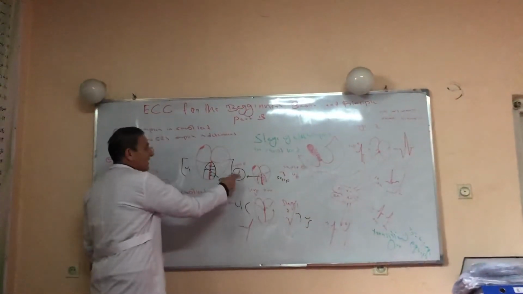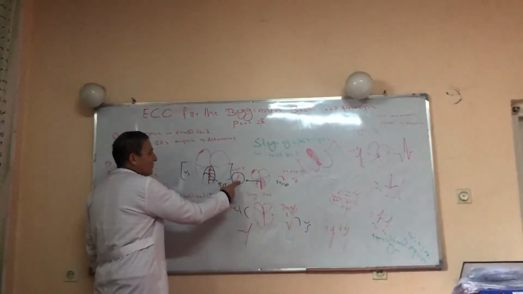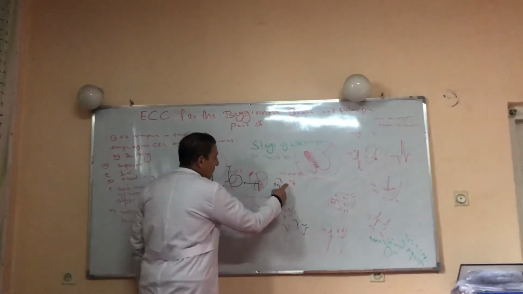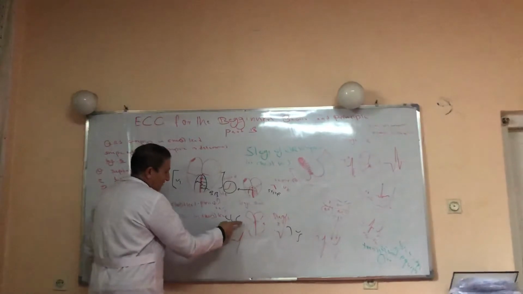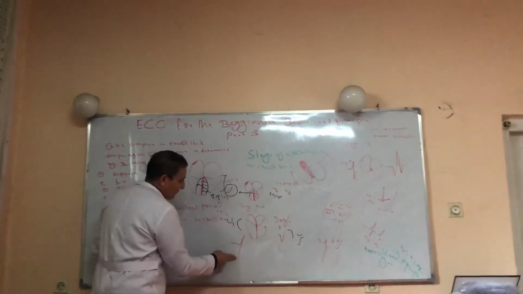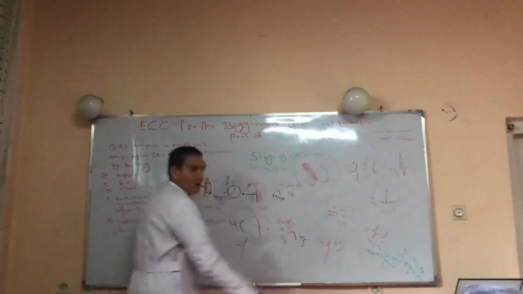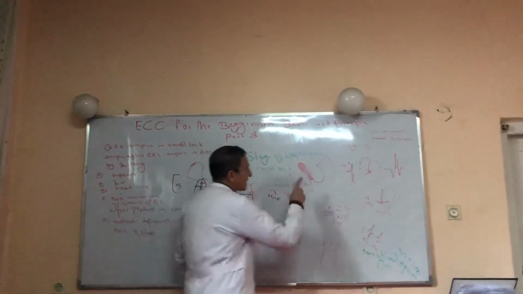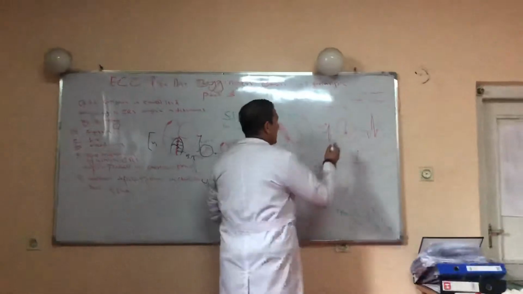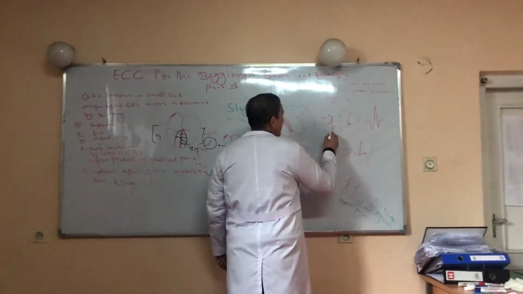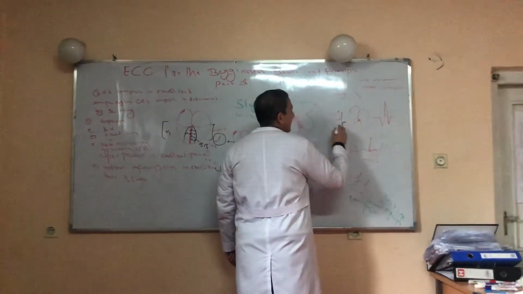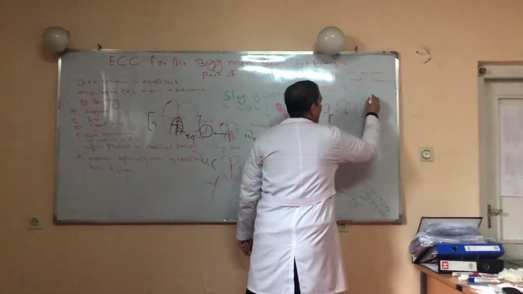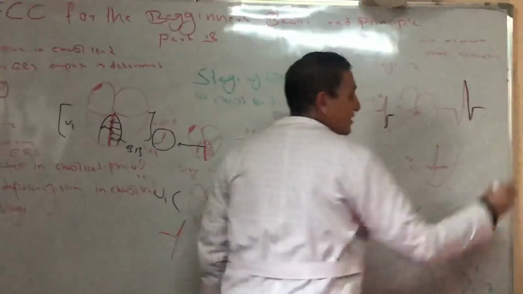In stage 1, here we have R wave and here we have S wave, and in stage 2 here we have S wave and here we have R wave. After stage 2, in stage 3 the needle of the ECG comes back to baseline. This is the baseline, or isoelectric line.